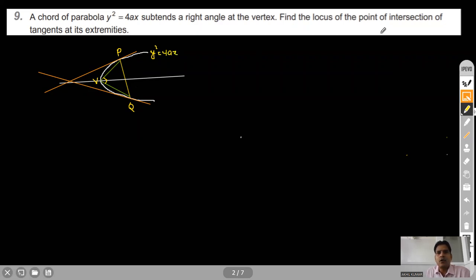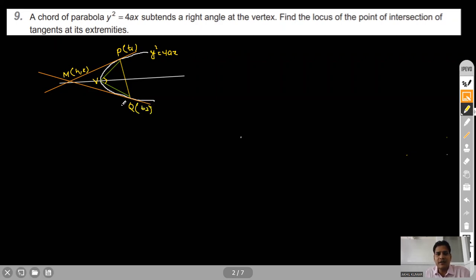Now we have drawn the tangents at the extremities of this chord, meaning at point P and point Q. Now we have to find the locus of this point of intersection. So let me say these two tangents meet at point M, whose coordinates are (h, k). We have to find the locus of this point M. Let me take this point P as t1 in parametric form and this point Q as t2.